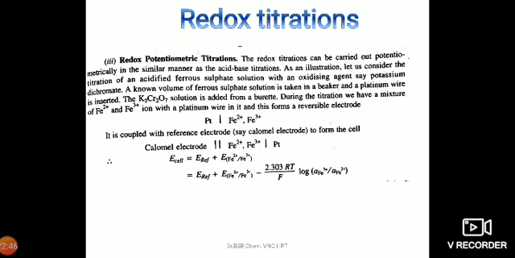During the titration, we have a mixture of Fe2+ and Fe3+ ions with a platinum wire in it, and this forms a reversible electrode. So we can represent that Fe2+, Fe3+ redox electrode as Pt | Fe2+, Fe3+, and it is coupled with a reference electrode, say calomel electrode, to form the cell. Therefore, the cell construction can be represented as calomel electrode, salt bridge, Fe2+, Fe3+ | Pt.